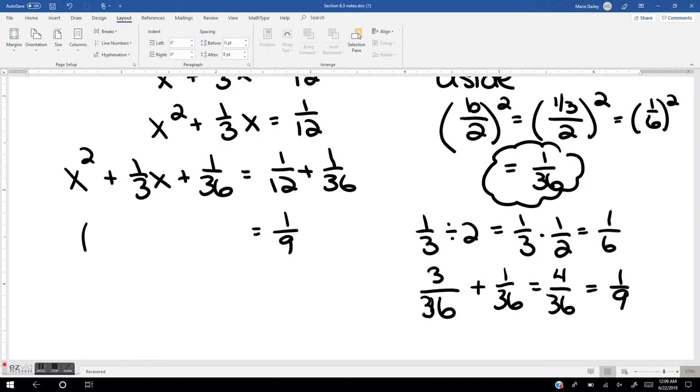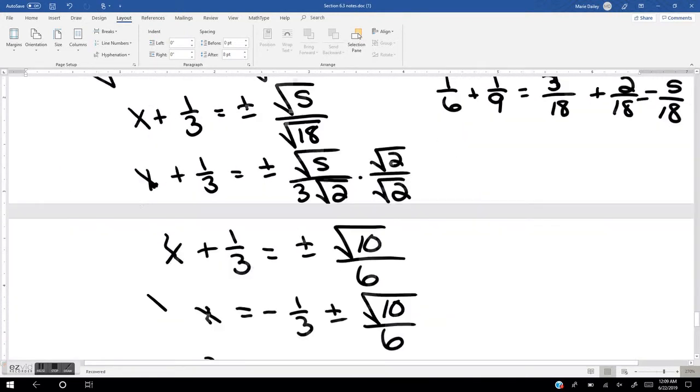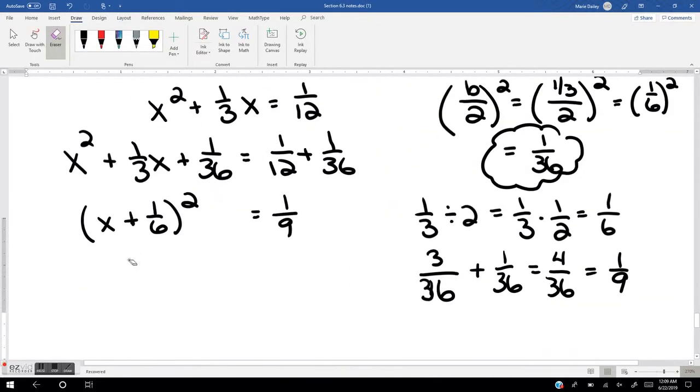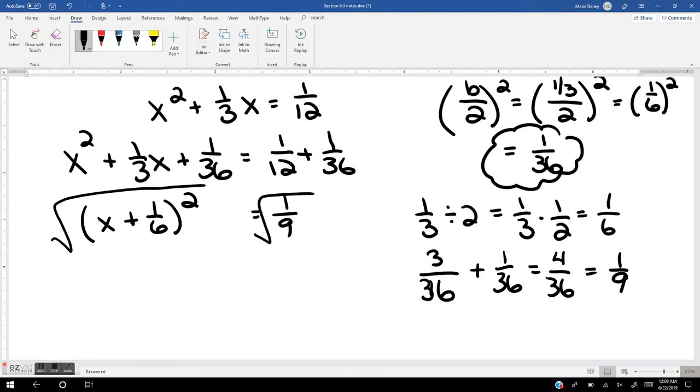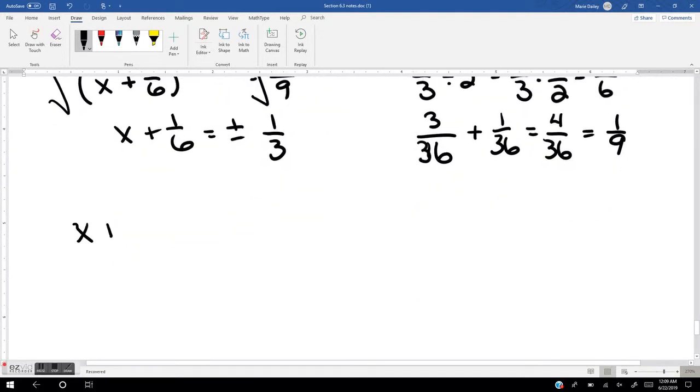Okay, anyway. This will then go ahead and factor, just like before. Remember, that's going to be our b over 2, so this is going to factor into x plus 1/6 squared. We go back here. Okay, we're good. Take the square root of both sides. This gives me x plus 1/6 equals plus or minus. Now this one's nice because both the top and the bottom are perfect squares.